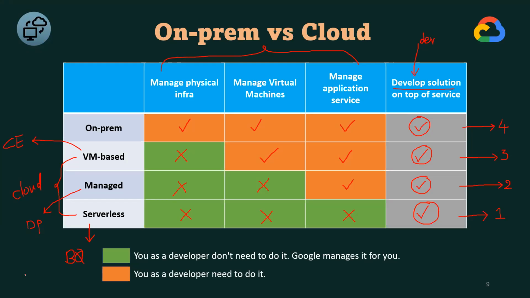And these are the examples from Google Cloud, guys. Don't worry about other clouds. As I mentioned here, the green color is what you as a developer don't need to do. Google manages it for you. And the orange color is what you as a developer need to do. So this is the difference, the best example of on-premises versus cloud.